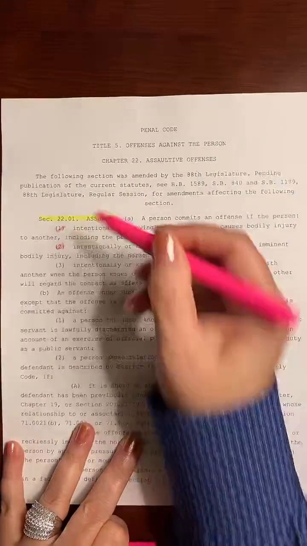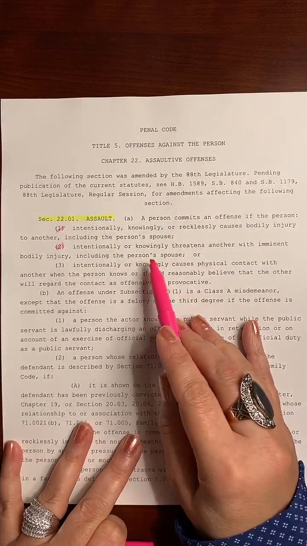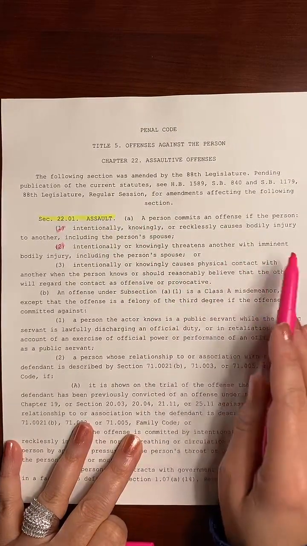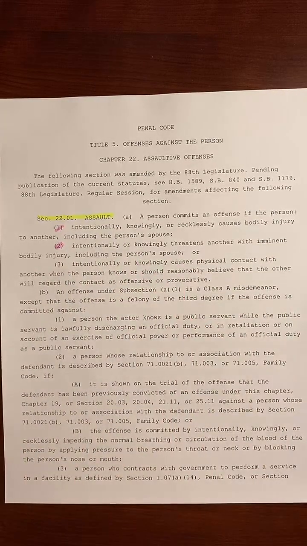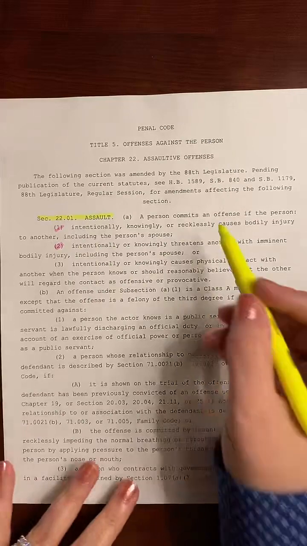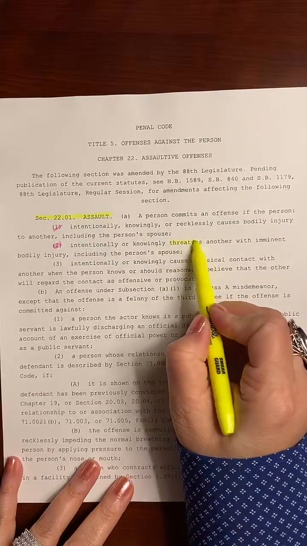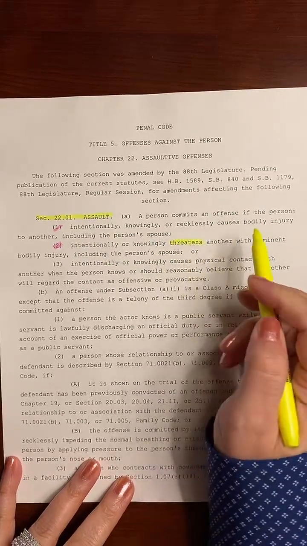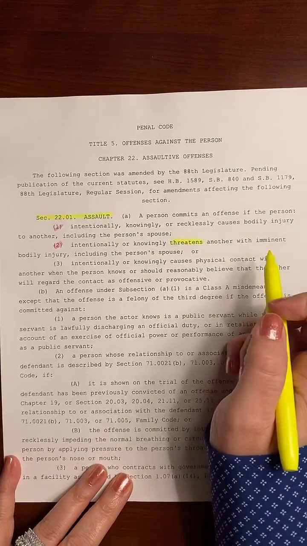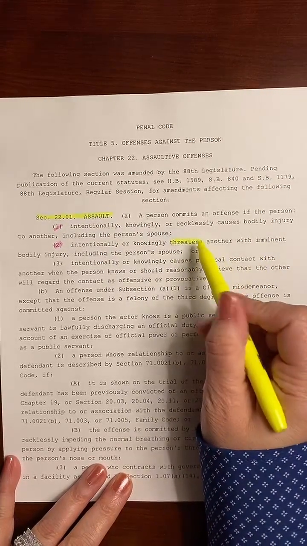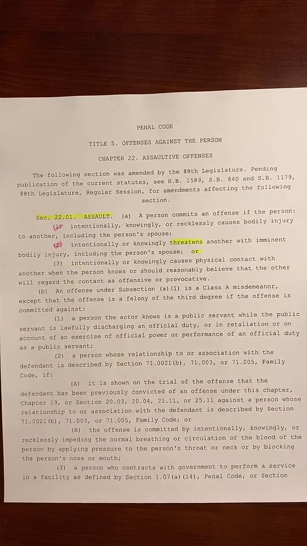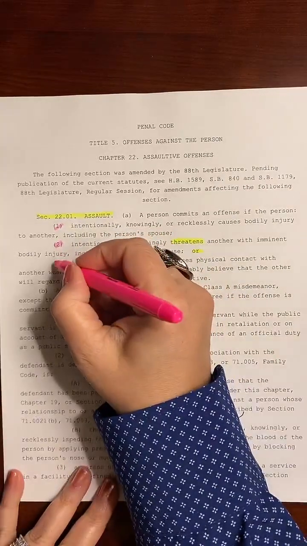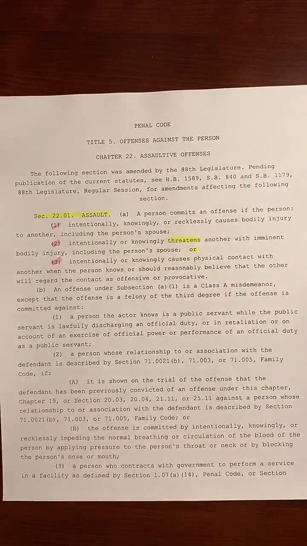We also have subsection 2: intentionally or knowingly threatens another with imminent bodily injury, including the person's spouse. So this is the language. An assault in Texas could be a threat. It could be language. So when, again, we're talking about speech, it is possible to be charged with an offense if your speech violates the criminal code.